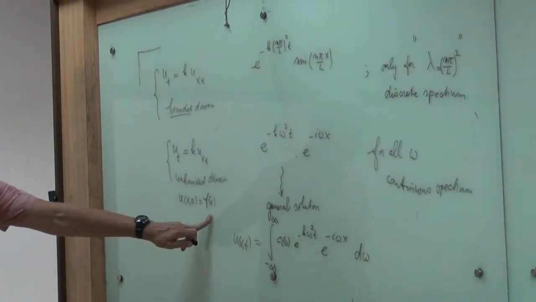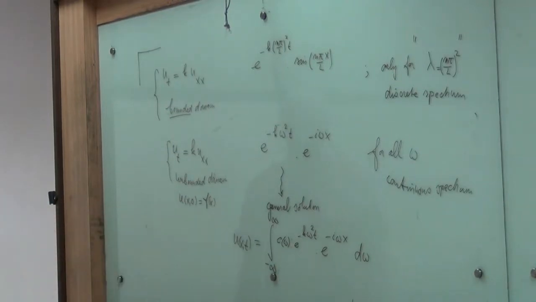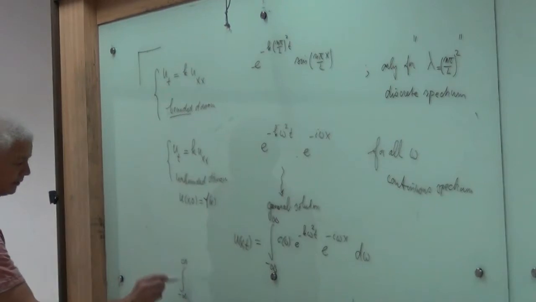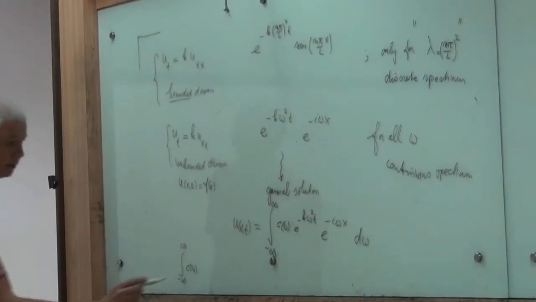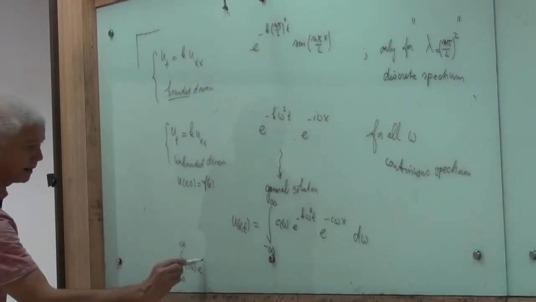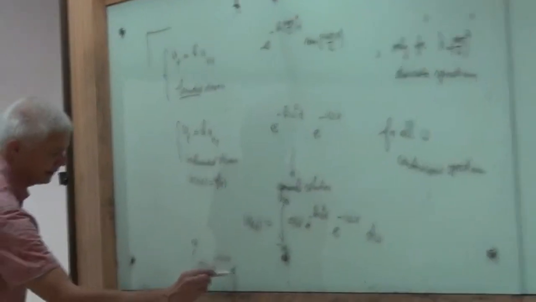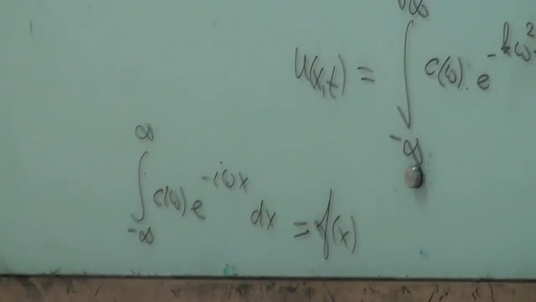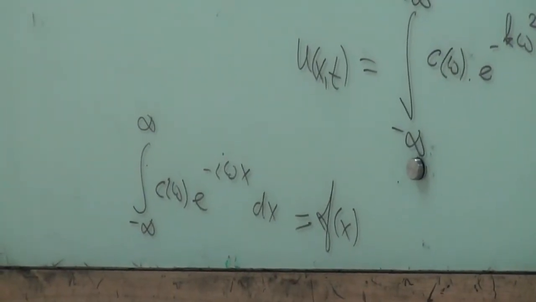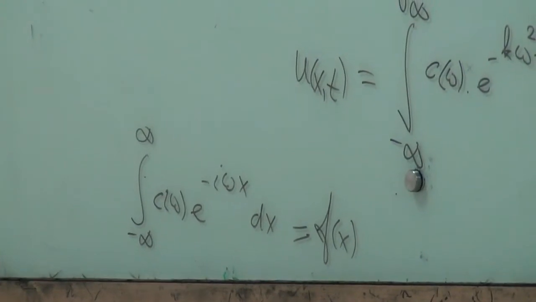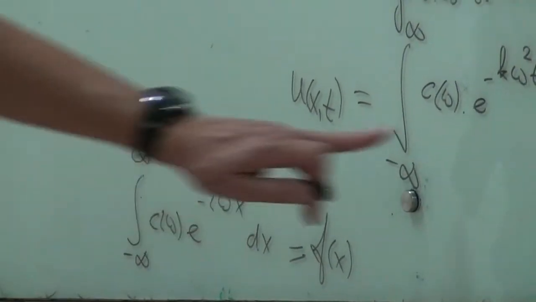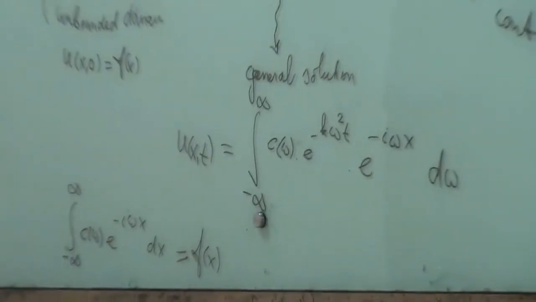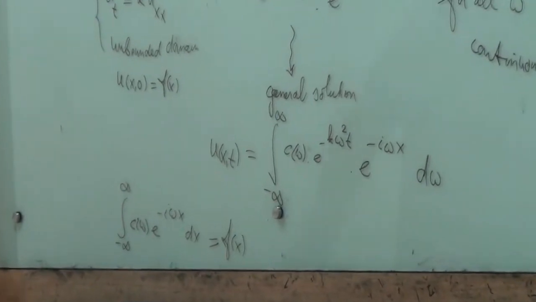Well, for t is equal to 0, that should be equal to f. So that means that the integral from minus infinity to plus infinity, c omega e to the power minus I omega x d omega should be equal to f of x. How can I determine c omega? Because if I know c omega, then I know my solution.